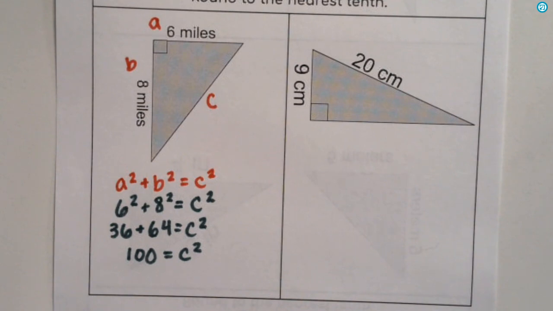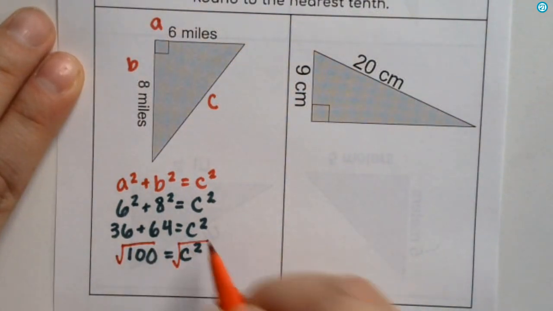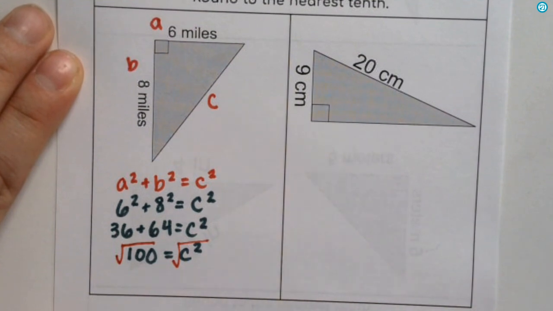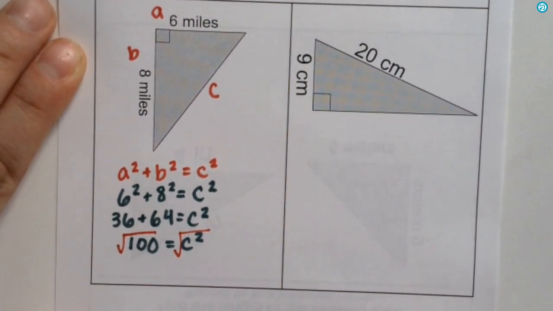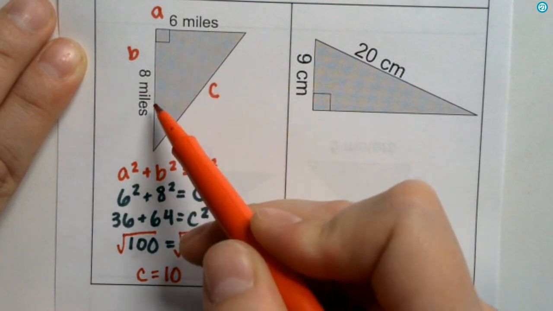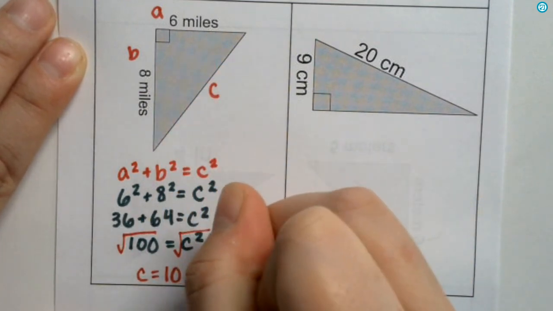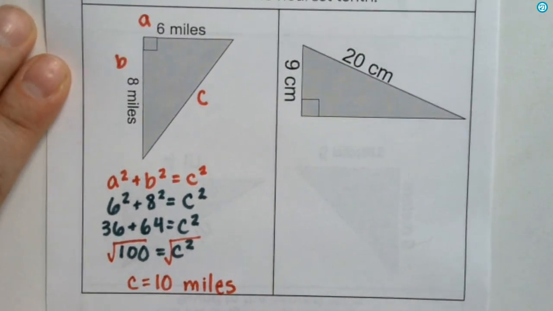Okay, so we've got 100 equals C squared. The last thing that we need to do to get C by itself is we need to take the square root of both sides, because the opposite of squaring something is the square root. So square root of 100, what number times itself is 100? 10. So we get C equals 10, and then we need to go look and see what our units were here, and we need to label our units down here. So C equals 10 miles. That's our answer.